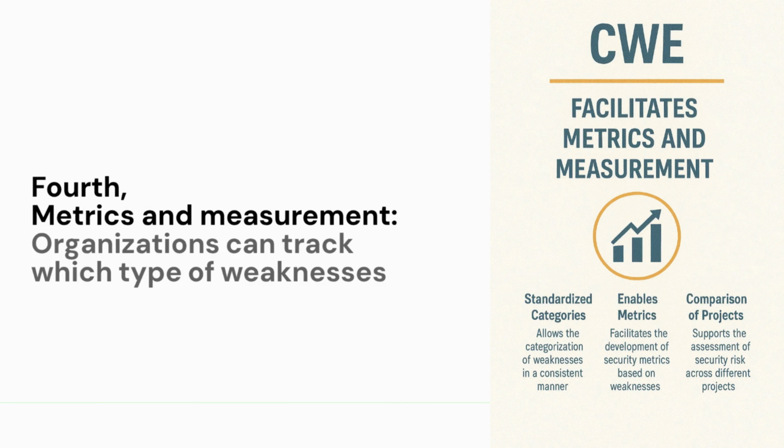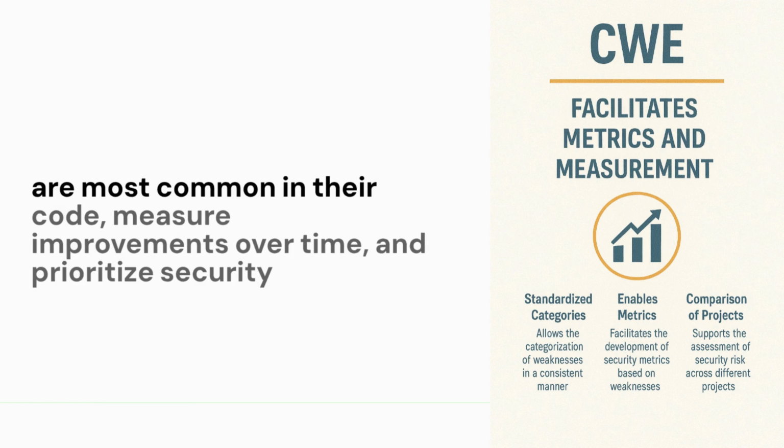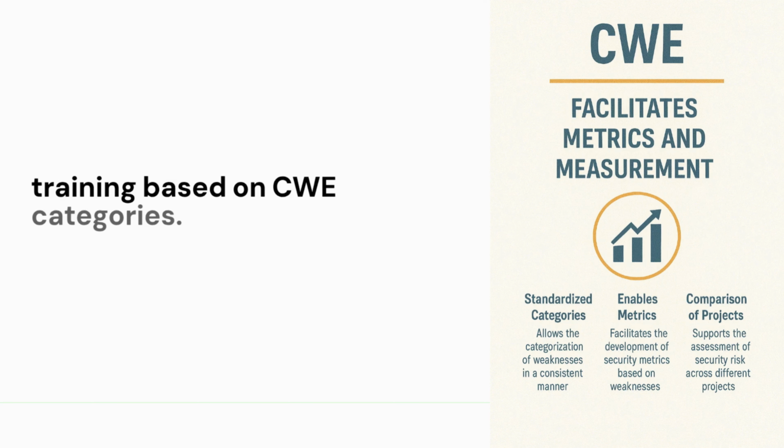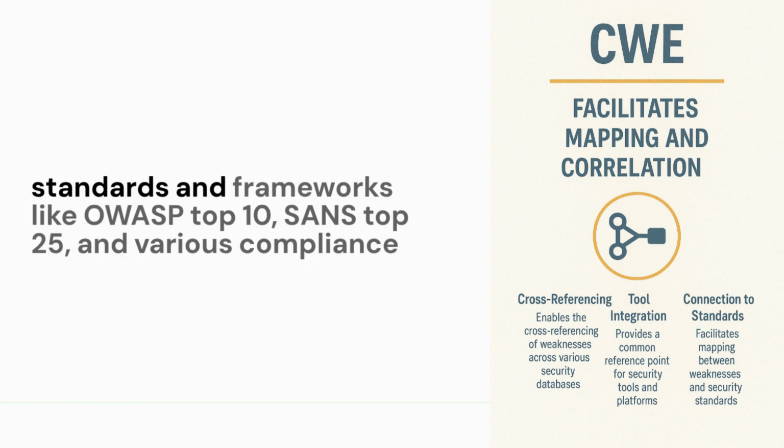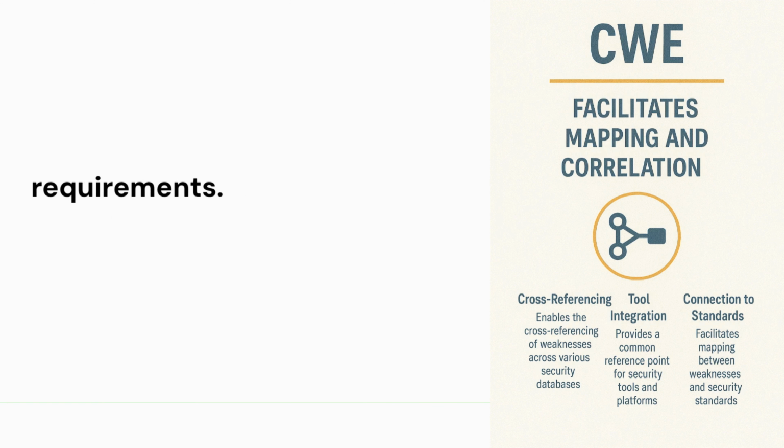Fourth, metrics and measurement. Organizations can track which type of weaknesses are most common in their code, measure improvements over time, and prioritize security training based on CWE categories. And fifth, mapping and correlation. CWE provides mappings to various security standards and frameworks like OWASP Top 10, SANS Top 25, and various compliance requirements.